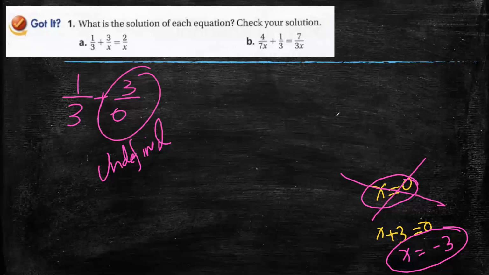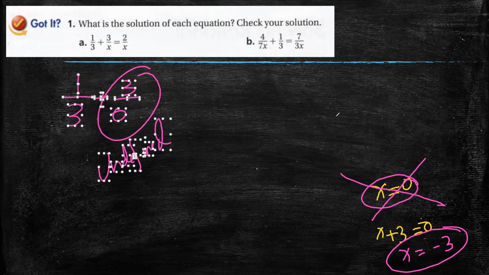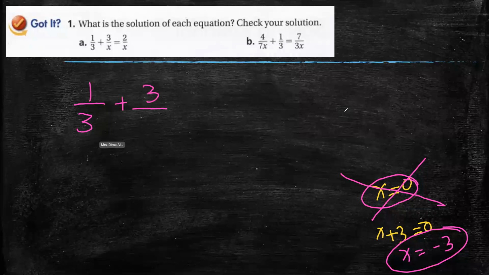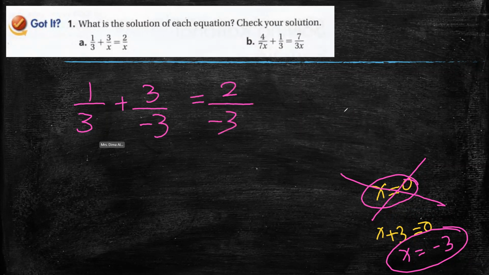So let's check now negative 3. One over 3 plus 3 over negative 3. Is it equal to 2 over negative 3? Now we have to solve it. As you know, if you want to solve it, we must have the same denominators. Here we have negative 3, here we have negative 3, but here we have 3. They are not like denominators. So how can I make 3 to be negative 3?